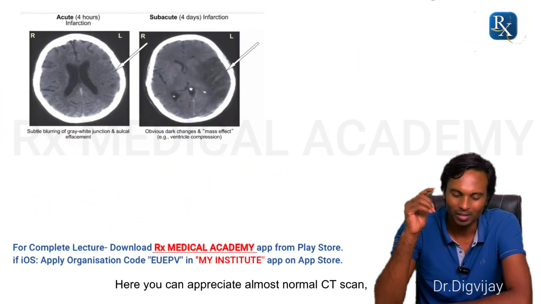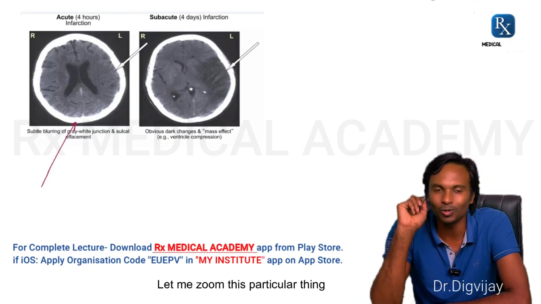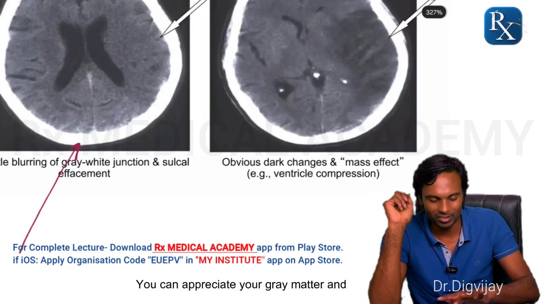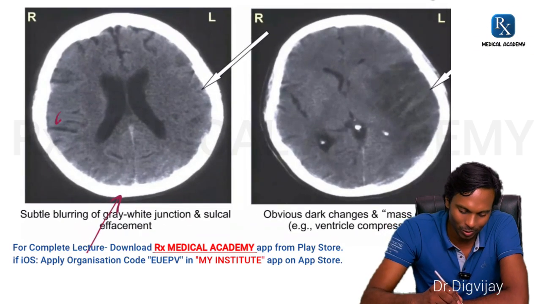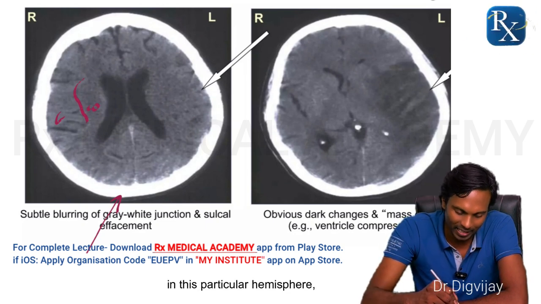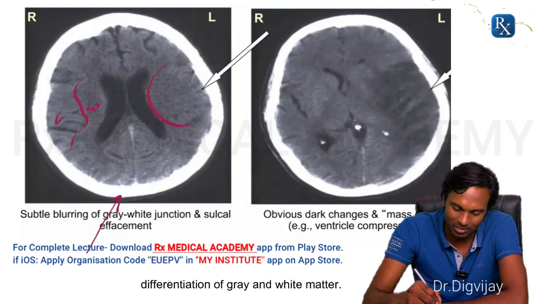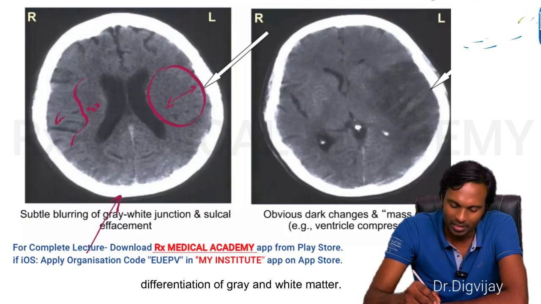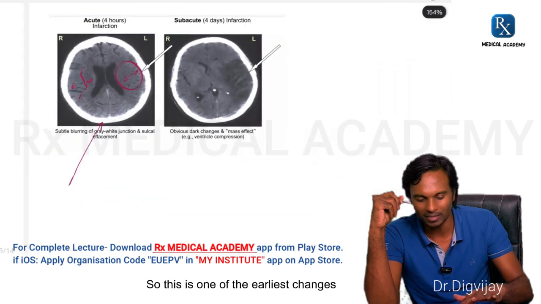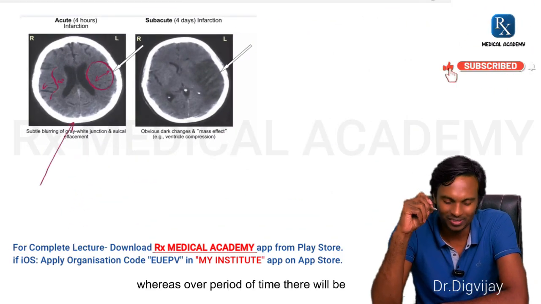Okay, we will discuss. Here you can appreciate almost normal CT scan, but this is not normal. Let me zoom this particular thing. Here you can appreciate your gray matter and this is your white matter. So you can appreciate gray and white matter in this particular hemisphere. Whereas in this particular hemisphere, you cannot appreciate differentiation of gray and white matter. So this is one of the earliest changes present in CT scan of ischemic stroke.